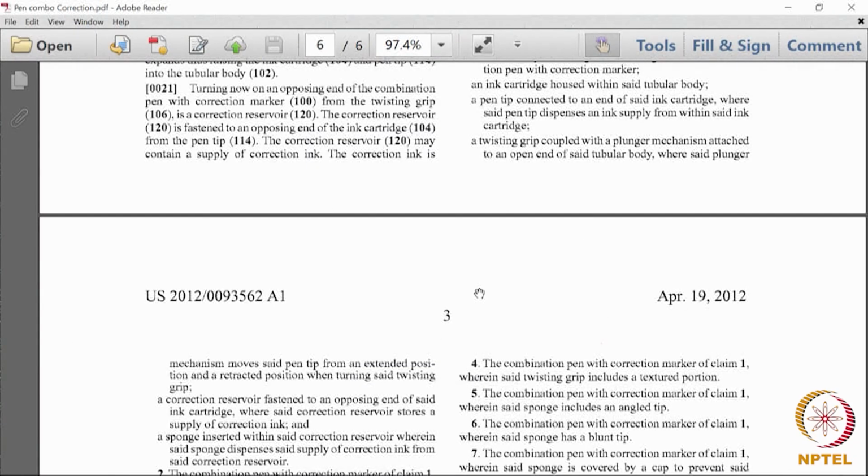They actually tell you that there is a tubular body and there is a pen tip which is connected to an ink cartridge, and the ink cartridge dispenses the ink into the pen tip. Then there is a twisting grip with a plunger mechanism, and there is a correction reservoir, and there is a sponge. Now, all these things are described in a way in which, when we read it and look at the diagram, we are able to understand the working and the construction of the pen itself. So, this is one of the ways in which a claim is drafted.